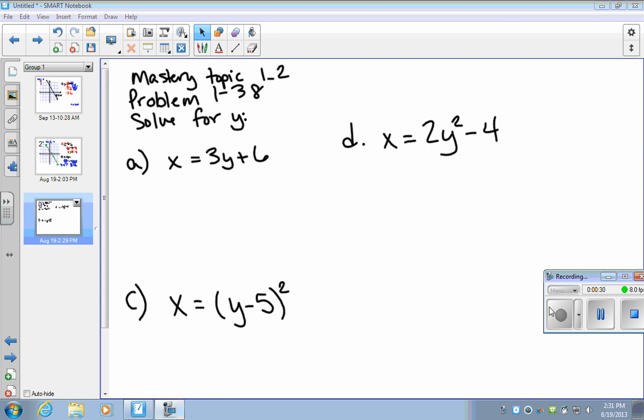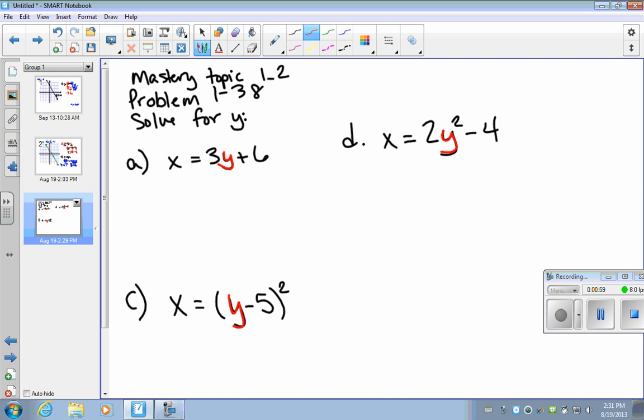So the mastery topic is that you should be able to solve an equation for a particular variable. In this case, they're asking you to solve for y. So y is the variable that you're trying to get alone. And of course, we have to follow all those great rules that the math gods have set up. There's a certain order that you can do this stuff in, and basically, it's the opposite of the order of operations.